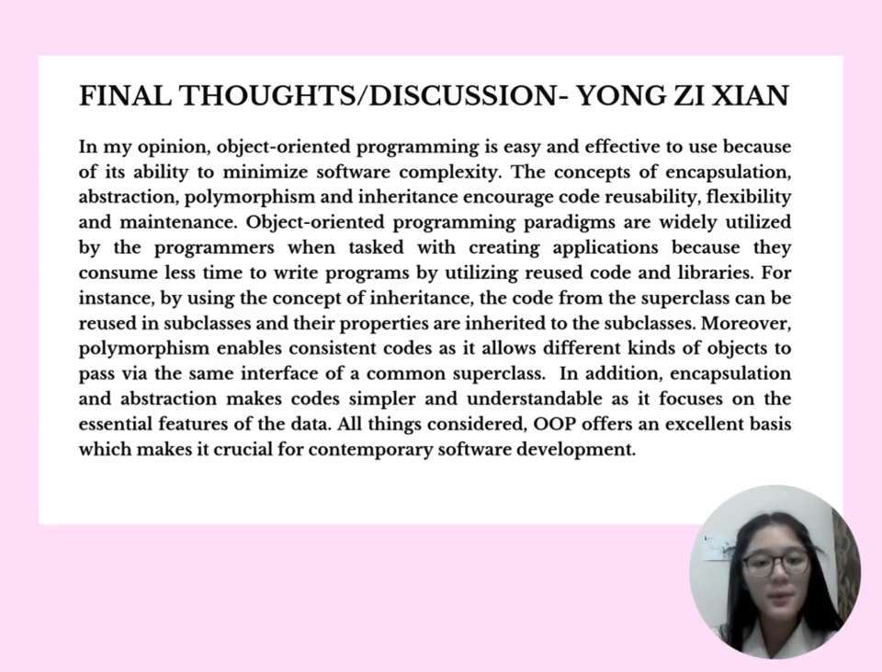Moreover, polymorphism enables consistent code as it allows different kinds of objects to pass via the same interface of a common superclass. In addition, encapsulation and abstraction make code simpler and understandable as they focus on the essential features of the data. All things considered, OOP offers an excellent basis which makes it crucial for contemporary software development.